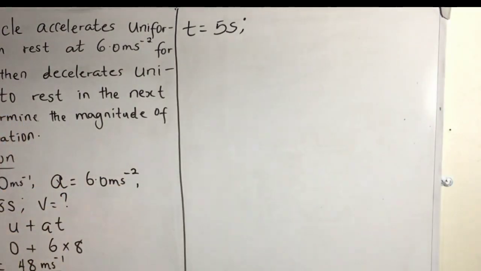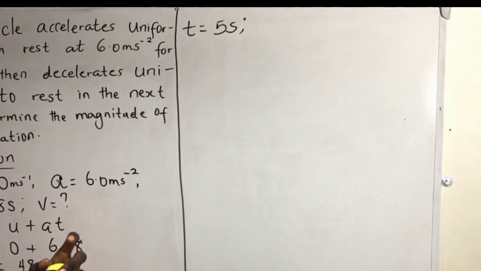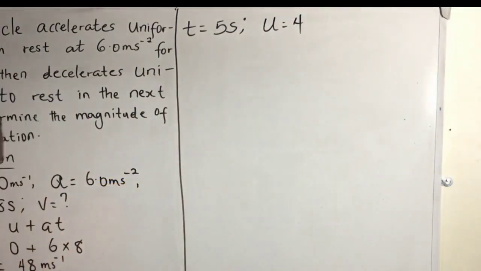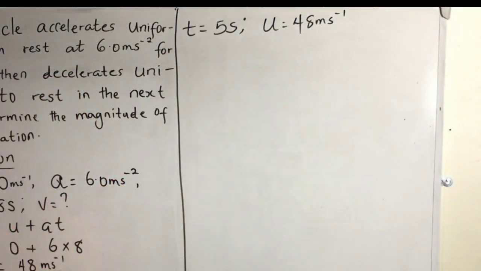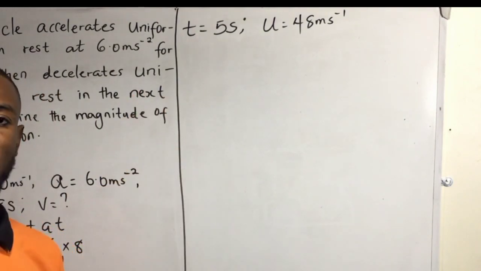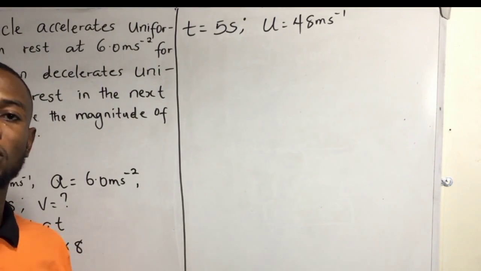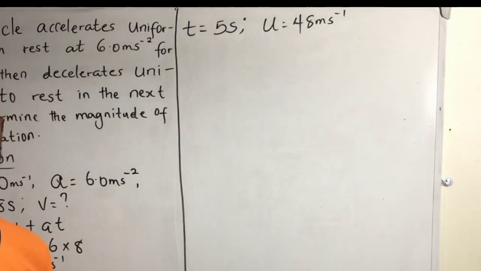And we're told that the body decelerates. Now after it accelerates to its maximum velocity, that maximum velocity it has before decelerating becomes the initial velocity. So we have this one to be what? 48 meters per second. Why am I using 48 meters per second and not 0 meters per second? When the body gets to its maximum velocity, the maximum velocity there before the body starts decelerating virtually becomes the initial velocity of that body. That's why you see me using U to be 48 meters per second.